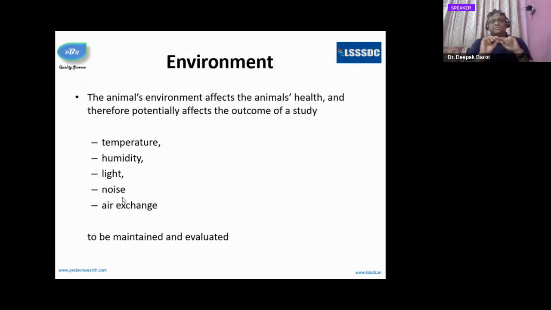Environment: please make sure temperature, as I already mentioned, is 22 plus or minus 1 degree, always maintain relative humidity of 30 to 70%, light and dark cycle should be 12 hours minimal, noise level should be below 80 decibels, and air exchange in the animal room should be a minimum of 15 air changes every hour, right? So the minimum number of air exchanges has to be maintained, because if you maintain these conditions, even your small animal facility in your academic scenario would be very useful. You can generate very authentic, reliable, quality data even if you maintain only these few parameters.